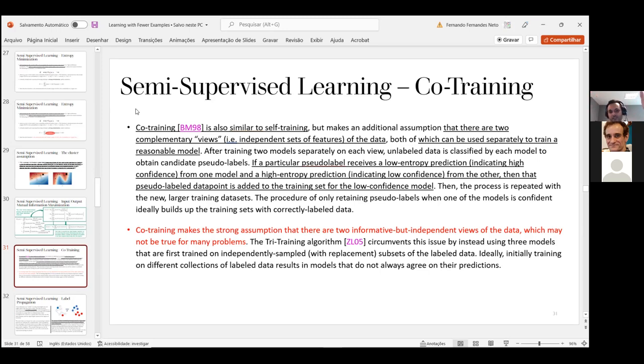And the procedure of only retaining pseudo labels when only one of the models is confident easily builds up the training sets with correctly labeled data. So here, what we can highlight is that co-training makes the strong assumption that there are two informative but independent views of data, which may not be true for many problems. And an alternative to circumvent this problem is tri-training, which circumvents the issue by instead using three models that are first trained on independently sampled, with replacement, subsets of the labeled data, and ideally initially training on different collections of labeled data results in models that do not always agree on their predictions.